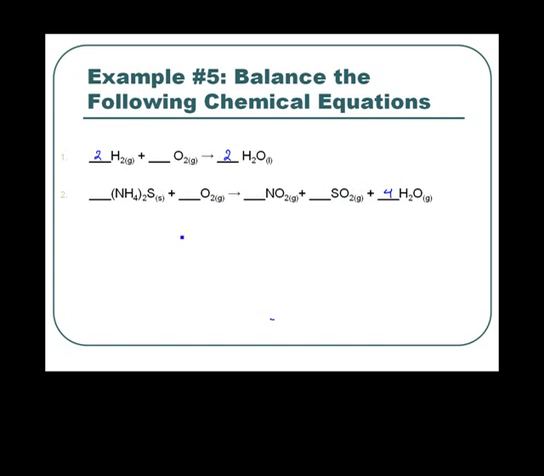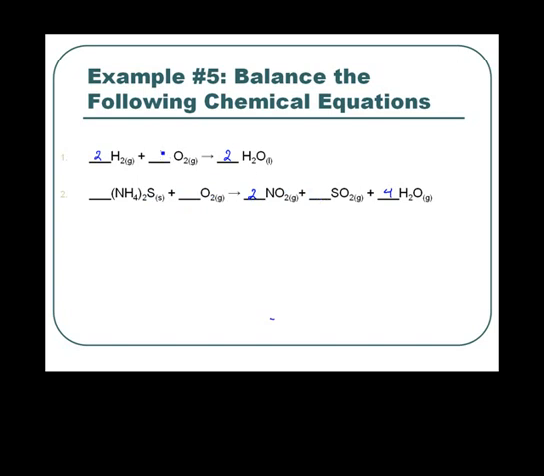The next thing I'm going to look at, I'm going to leave those oxygens till last because they're everywhere. The next thing I'm going to look at is my nitrogens. I have 2 nitrogens on my reactant side, so I need 2 nitrogens on my product side. Next is sulfurs. 1 sulfur here, so I need only 1 sulfur as a reactant or a product.